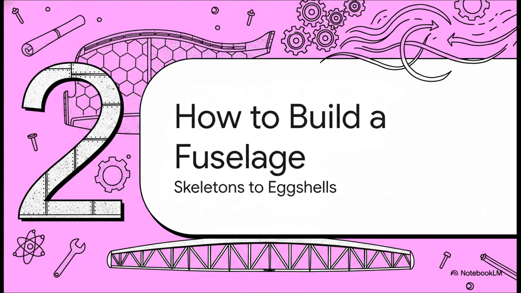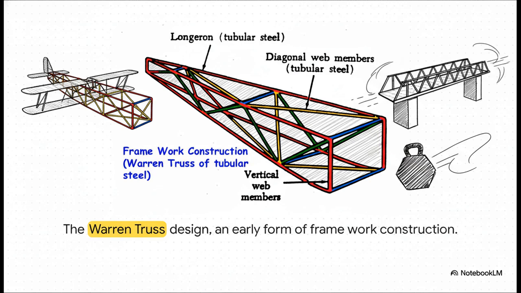Okay, so if the fuselage is the backbone, that presents a massive engineering challenge, right? How do you build one that's both incredibly strong and impossibly light? Well, this is where the story of how planes are built gets really, really cool. Early on, planes used something called a framework construction, often a Warren truss design, like you see here. Just think of it as a rigid skeleton made of steel tubes. A lot like a bridge.